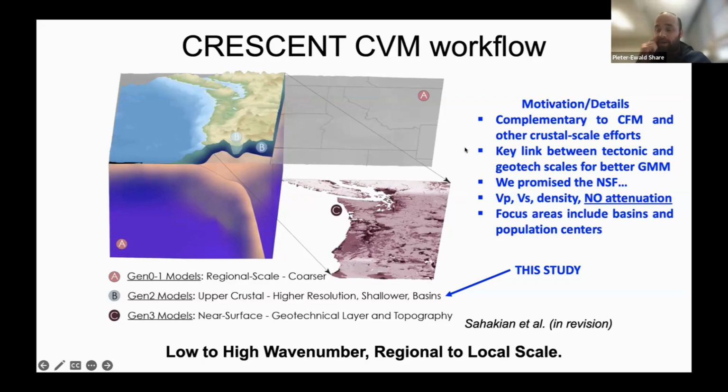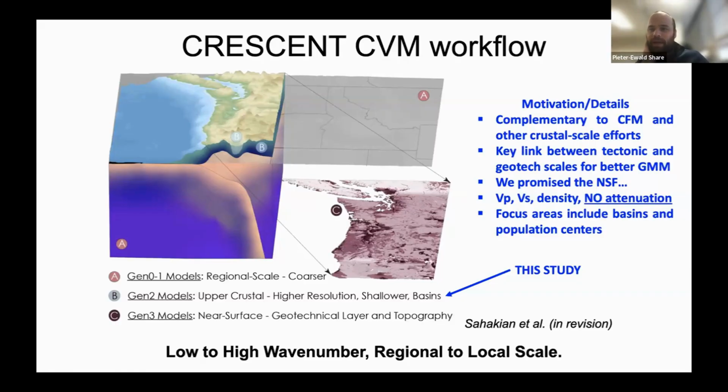So why do that? Well, firstly, it ties in with a lot of other efforts within CRESCENT and elsewhere. For example, the community fault model group is resolving crustal faults, and some of these crustal structures are going to correlate very nicely with that. So there's a bit of a science collaboration there.